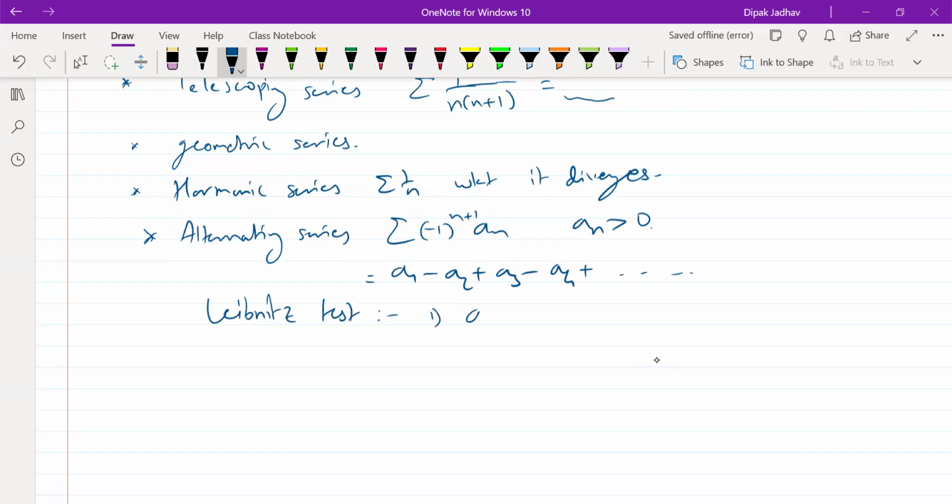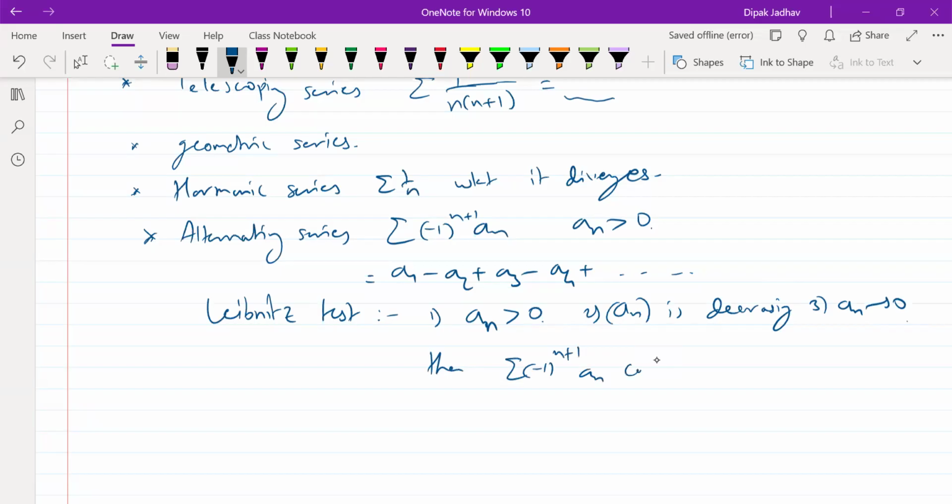So it has some hypotheses. What is the hypothesis? First, an is greater than 0. Second, it is decreasing. Third, it should go to 0. Then summation minus 1 raised to n plus 1 an converges. Okay, that's the Leibniz test.